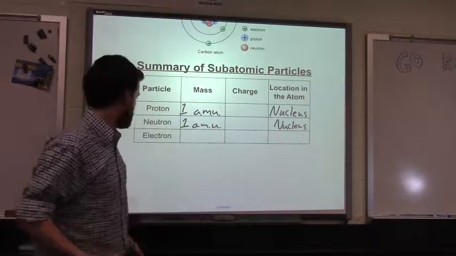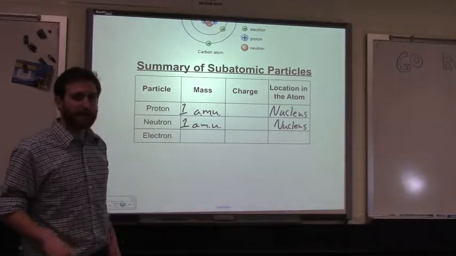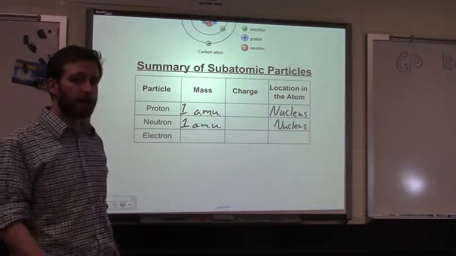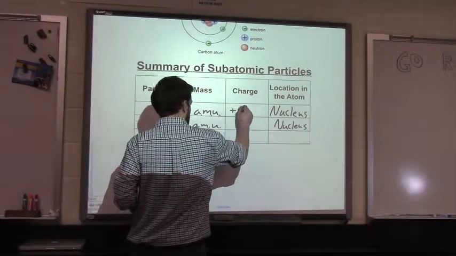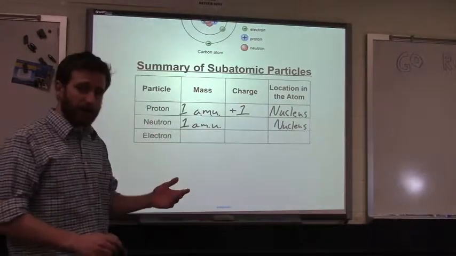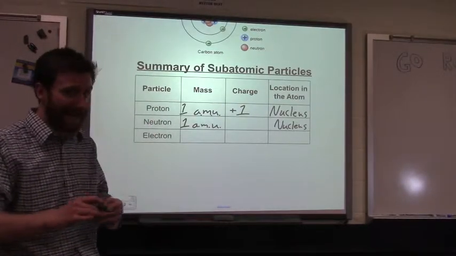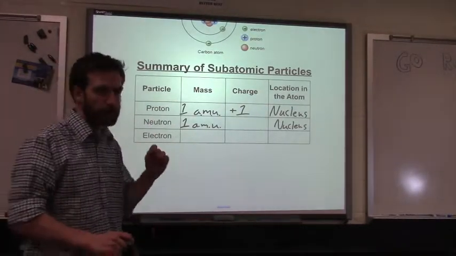So thus far, the proton and the neutron look exactly the same. Where they differ is in their charge. So again, proton, I think, positive. It's a charge of +1. And with the neutron, I think neutral. Not negative, but neutral. So no charge.